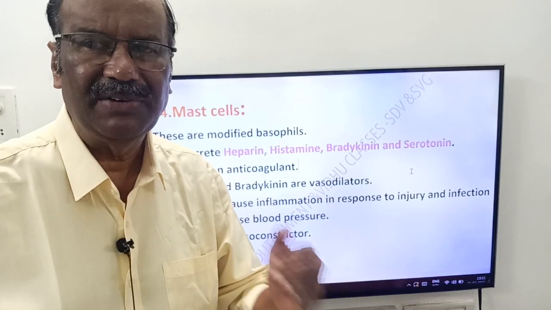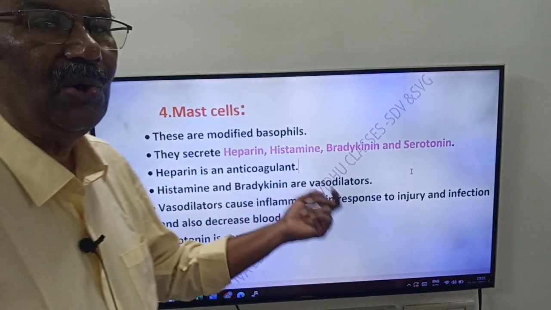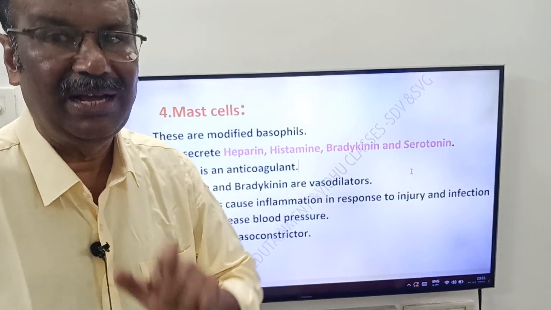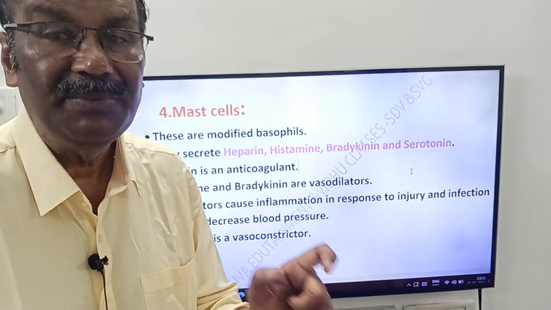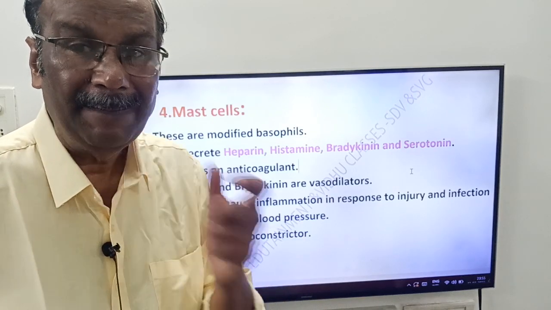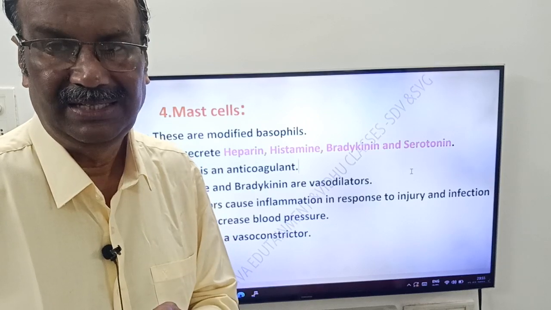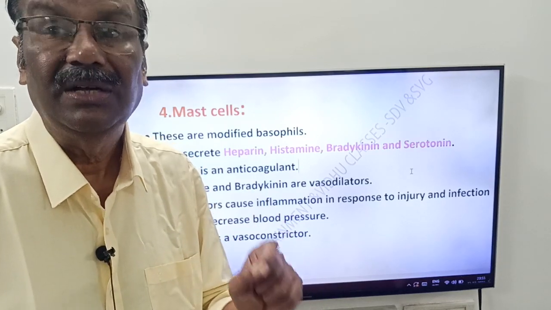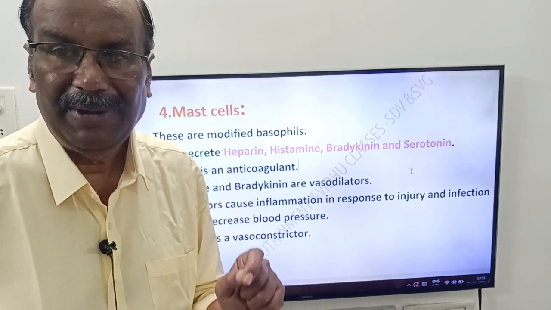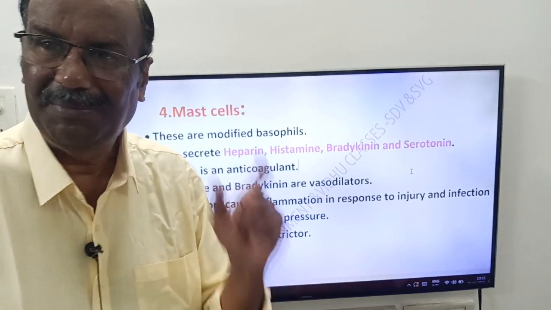Now we'll take the function of these substances friends. See friends, heparin is an anticoagulant. Coagulation means blood clotting. Anti means it acts against the blood clotting. So heparin prevents the blood clotting. It is a natural anticoagulant. Heparin is an anticoagulant, means it prevents the blood clotting inside the blood vessels.